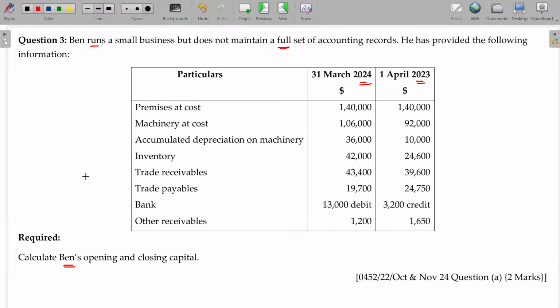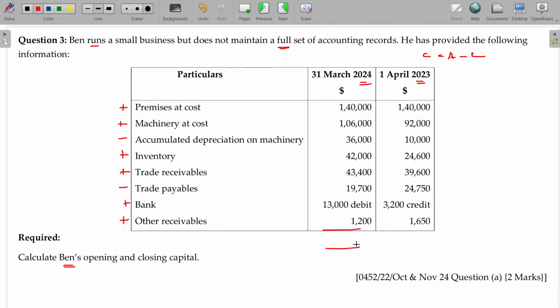So assets minus liabilities will be your capital. So premises at cost asset, machinery at cost asset, accumulated depreciation is going to be subtracted from there. Inventory asset, trade receivable asset, trade payables minus item, bank asset, other receivable asset.